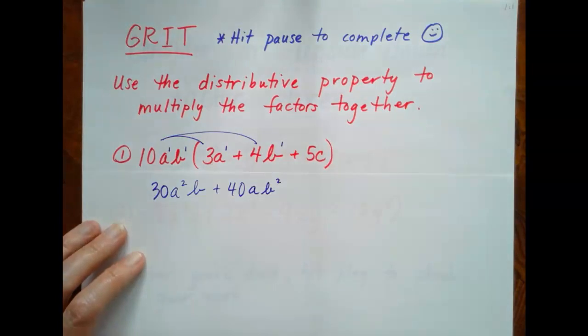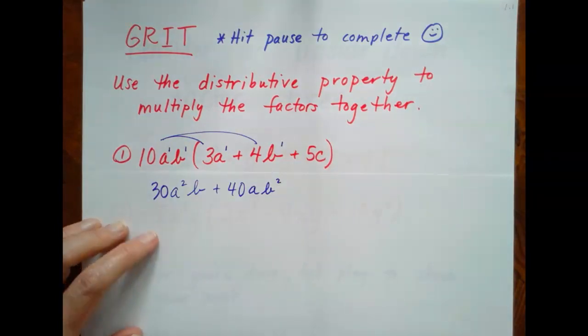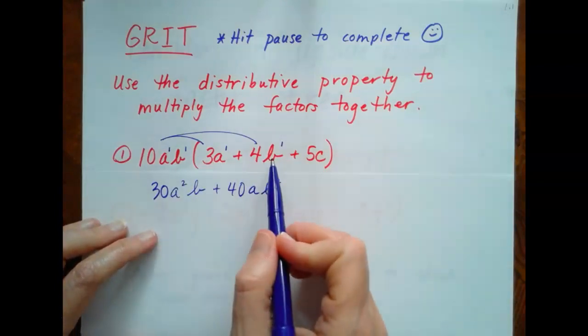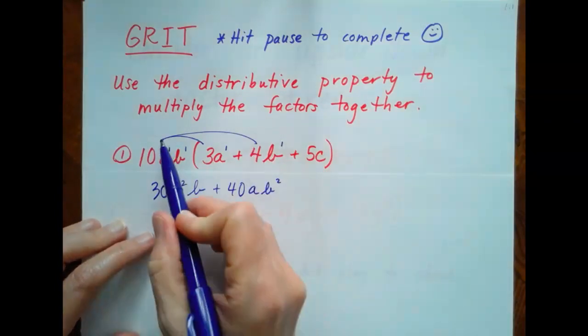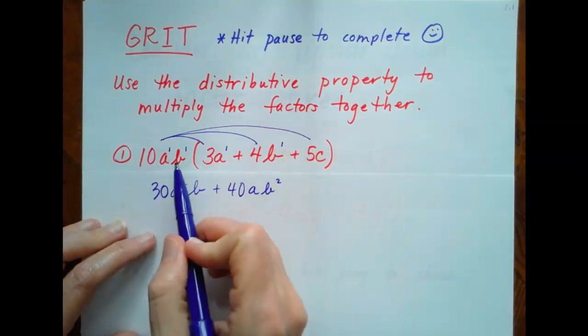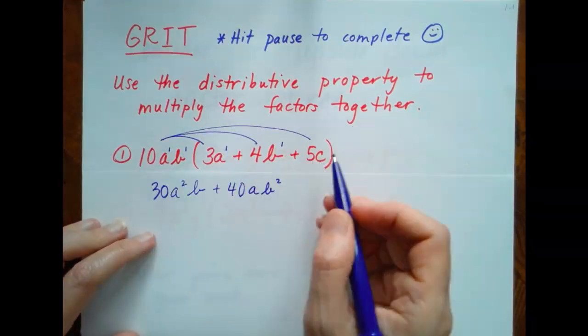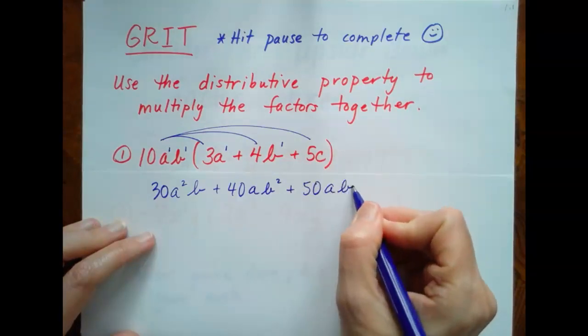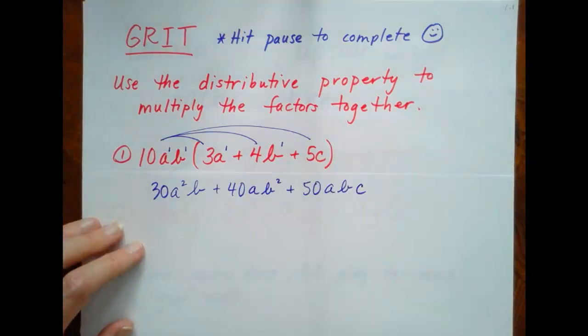to the second. The exponents only change when we multiply or divide. And when we're multiplying and the bases are the same, add the exponents. Next, 10ab times positive 5c is plus 50abc. And that's our final product. That's number 1.